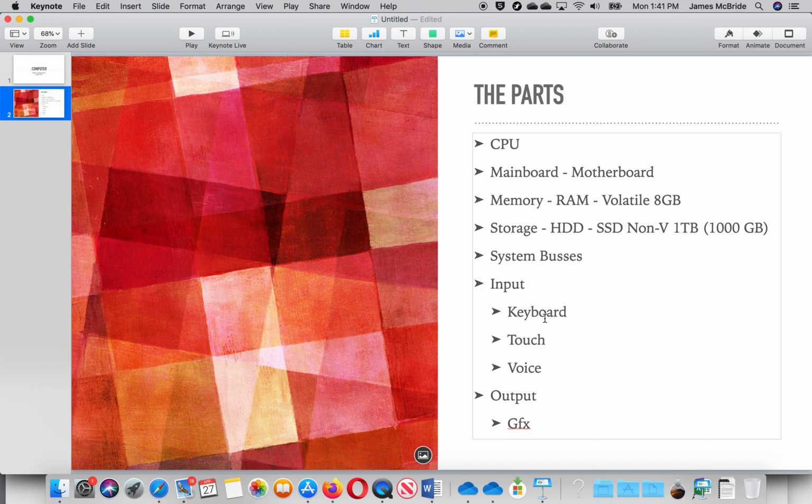Input, you know what that is, your keyboard, touch, even voice is input. So your microphone can be input, your speaker can be output. And then output is things like your graphics card. I put that one down specifically because they have processors particularly for the graphics. And of course our systems are very graphics intensive. And so a lot of the processing actually won't happen in the CPU.